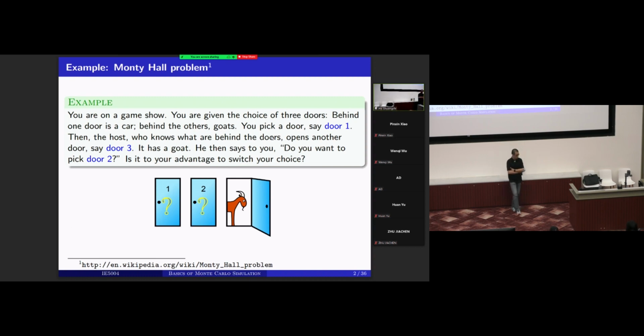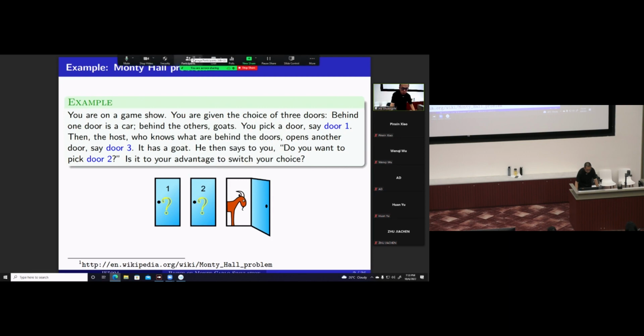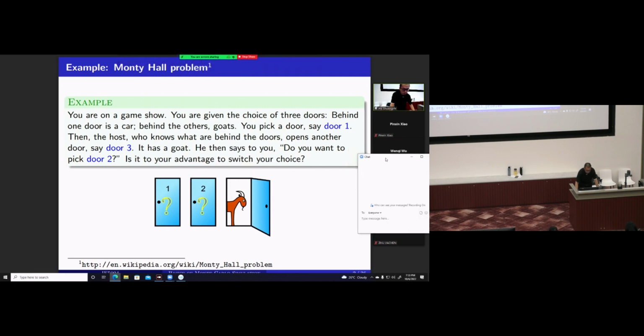So what is this Monty Hall problem? Maybe some of you already know something about it. It's like this. Suppose that on a game show, you are given the choice of 3 doors. Among those 3 doors, behind one of them is a car. For the other 2, goats. Which means that if you open the door and there's a car behind it, you will have the car. Otherwise, you will have a goat.